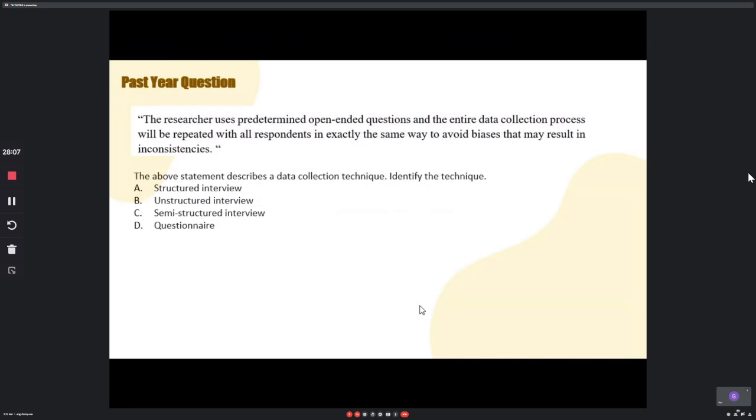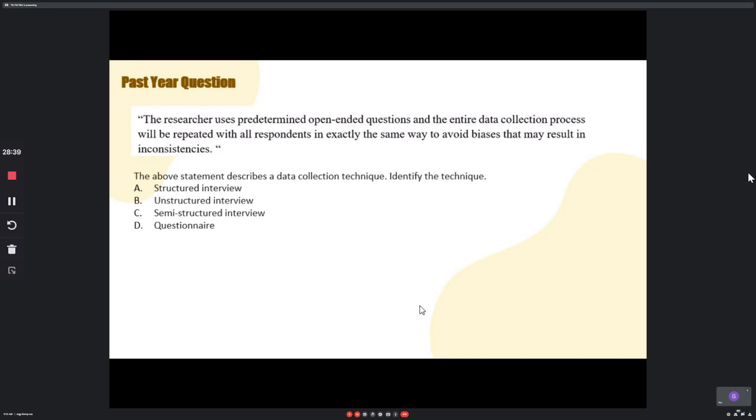Okay? So in this case, they are using open-ended questions, and the entire data collection process will be repeated with all respondents in exactly the same way, as in the interview, right? To avoid biases that may result in inconsistency. The above statement describes a data collection technique. Identify the technique. Open-ended questions, and then the entire data collection process will be repeated the same way.